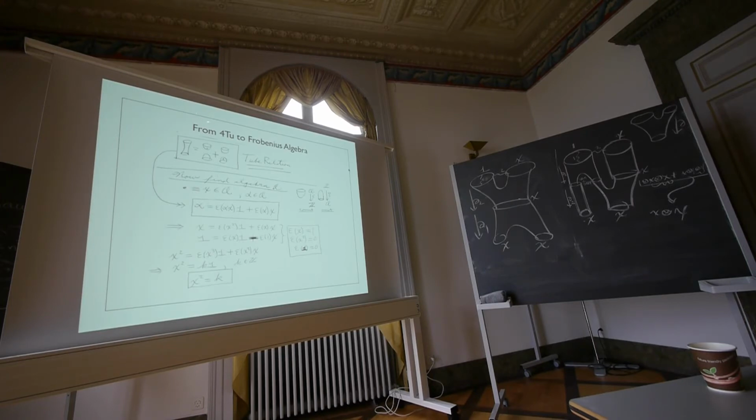So I'm going to assume the 4-tube relation, the tube relation, which I hope I've convinced you is really the same as asking for chain homotopy invariance of the structure.